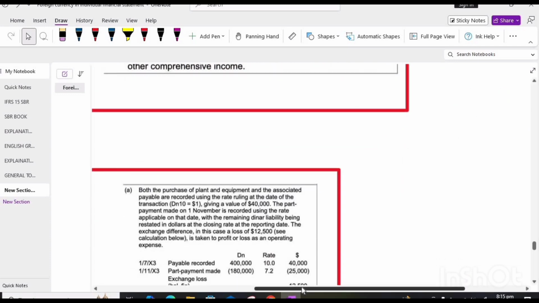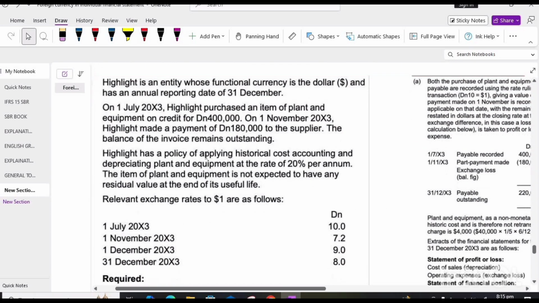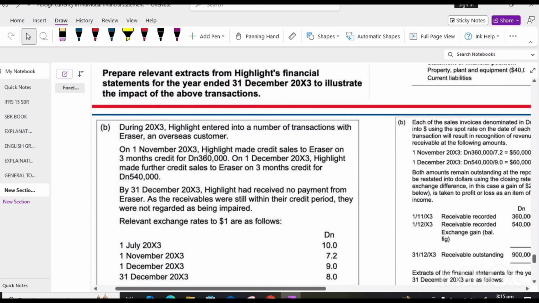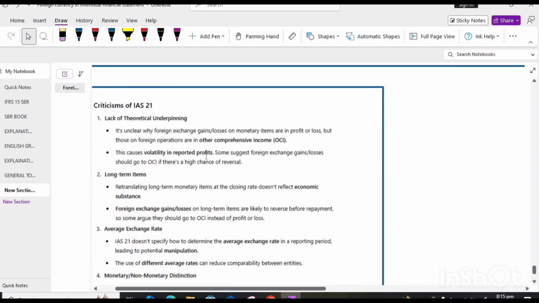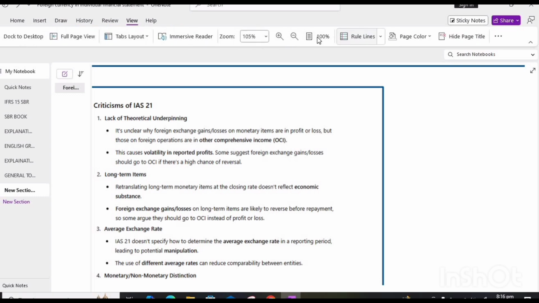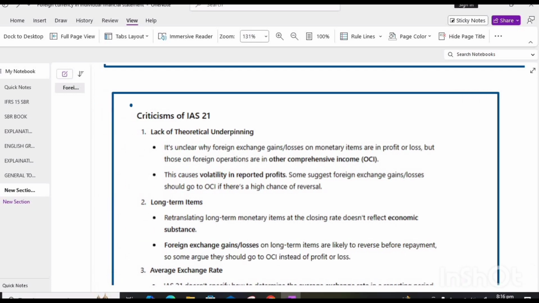Now let's move on. We have some other stuff here. Yes, this question is also very simple. You can do it by yourself. Here is another question. So now let's talk about the criticism. What is the criticism of this standard? So let me wait a minute. Okay. Here are some criticisms of this standard.